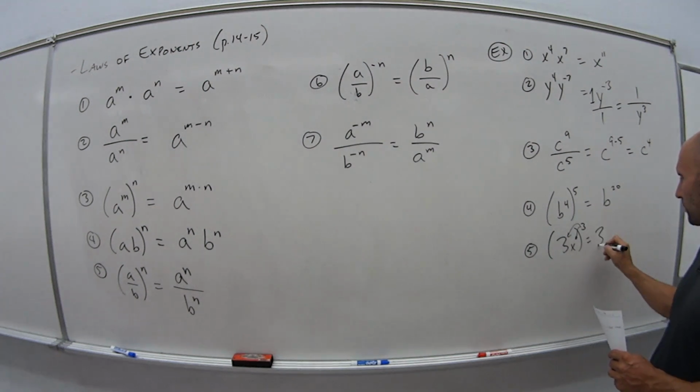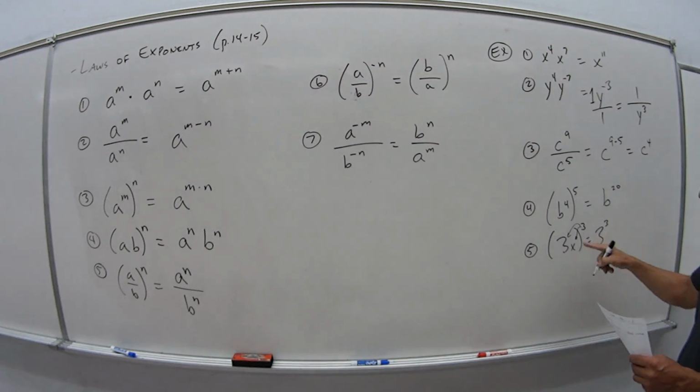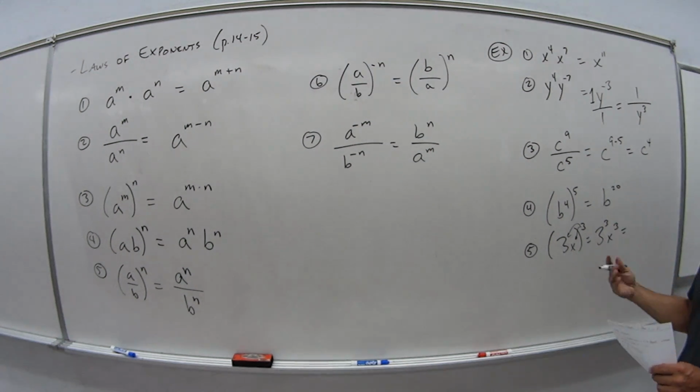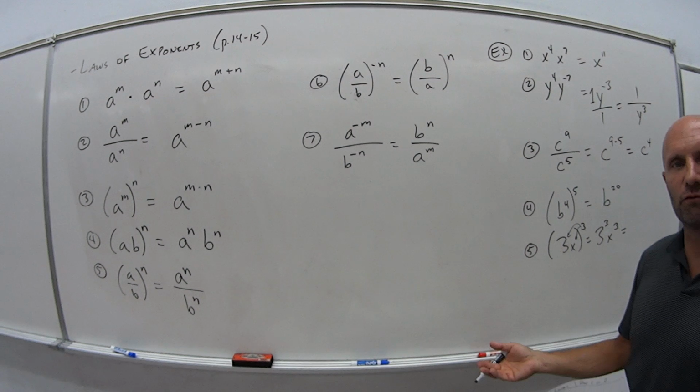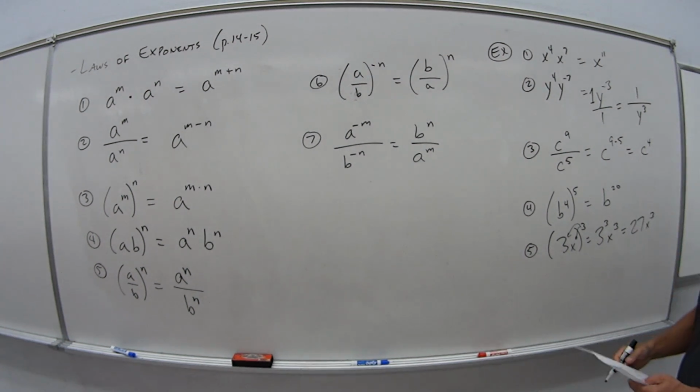So this is 3 to the 3rd power. It's not 3 times 3. It's 3 to the 3rd power times x to the 3rd power. 3 to the 3rd power is what? 3 times 3 is 9, times 3 is 27. X to the 3rd power.